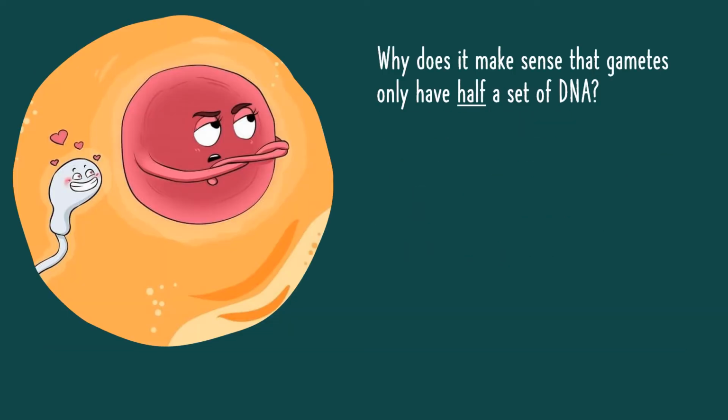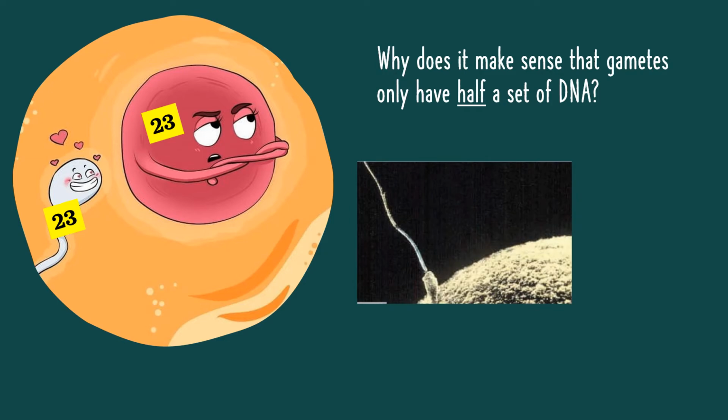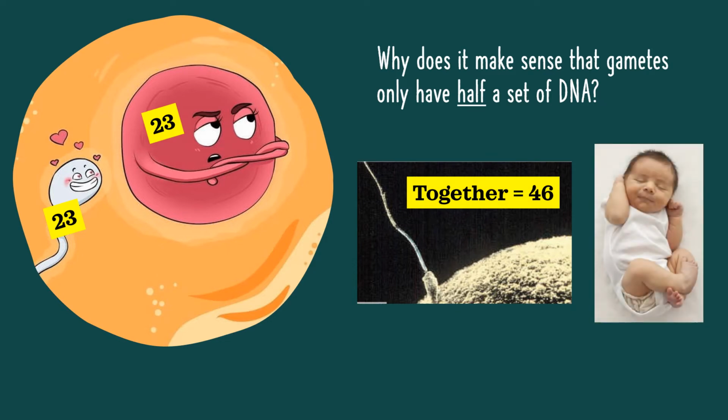Why does it make sense that gametes only have half a set of DNA? Well, if an egg brings 23 bits of DNA and a sperm brings 23 bits of DNA, upon fertilization, when they combine genetic material, together that equals 46 pieces of DNA, which is the amount of DNA that it takes to make a typical human.